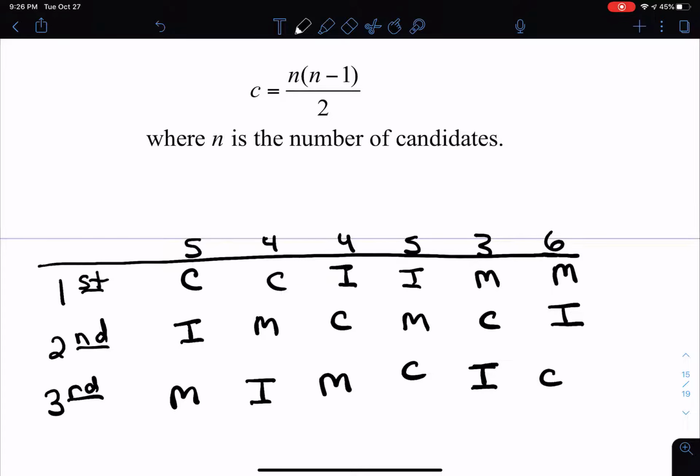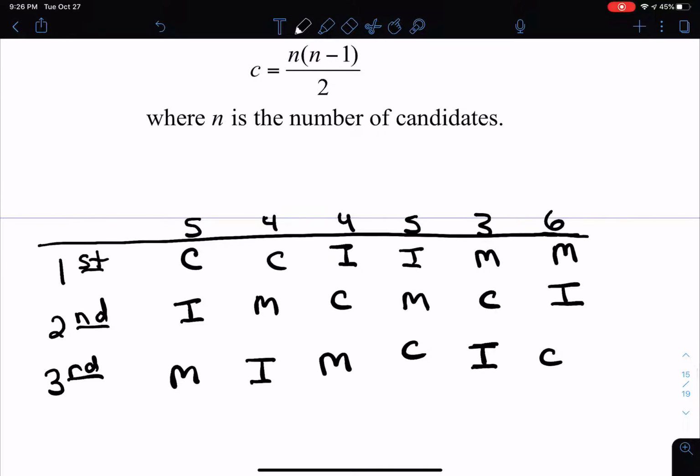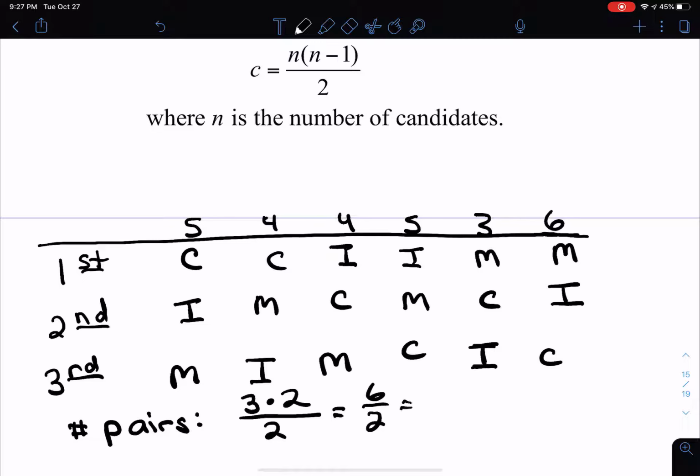But anyways, okay. So 6 had Mexican, Italian, and Chinese. All right, so there's 3 restaurants they're choosing from: the Chinese, the Italian, and the Mexican. So the number of candidates is 3. So the number of pairs that we have to make would be the number of candidates, 3, times 1 less than that, which is 2, divided by 2. 3 times 2 is 6, divided by 2 is 3. So we have 3 pairings that we need to do to see what restaurant everyone's going to agree to eat at.